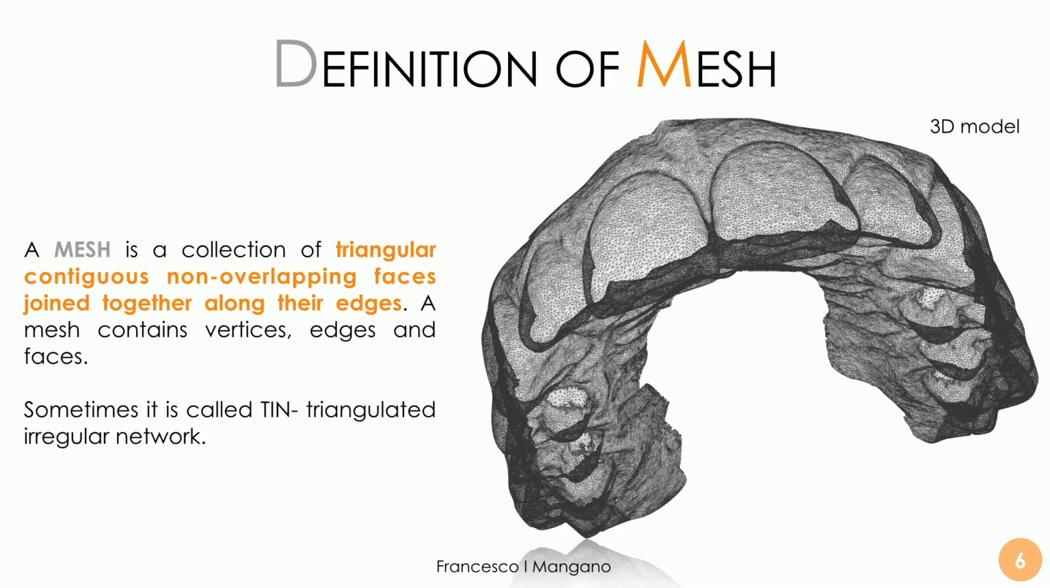It is sometimes also called a triangulated irregular network because we use triangles, but of course we can have a mesh also with polygons, not only triangles. Usually we use triangles because it's easier to render and to reconstruct this kind of surface by means of triangles, using different kinds of reconstruction algorithms. Then we have our 3D model. So this is the mesh.